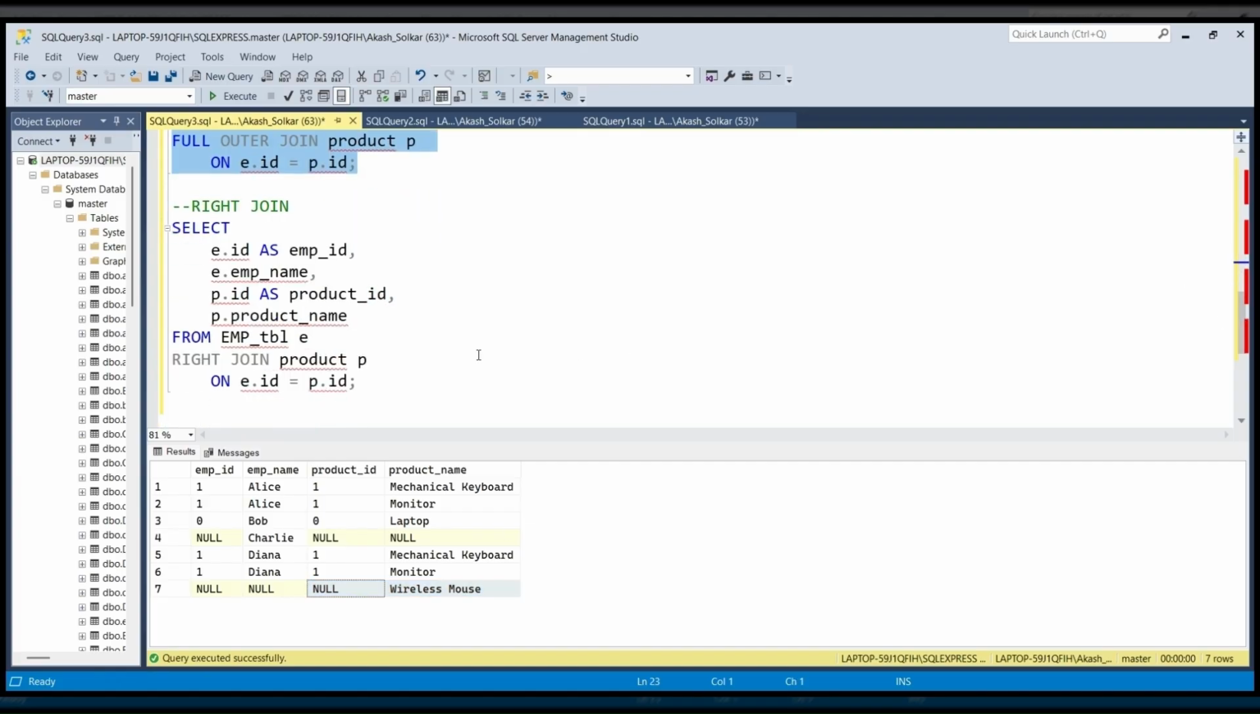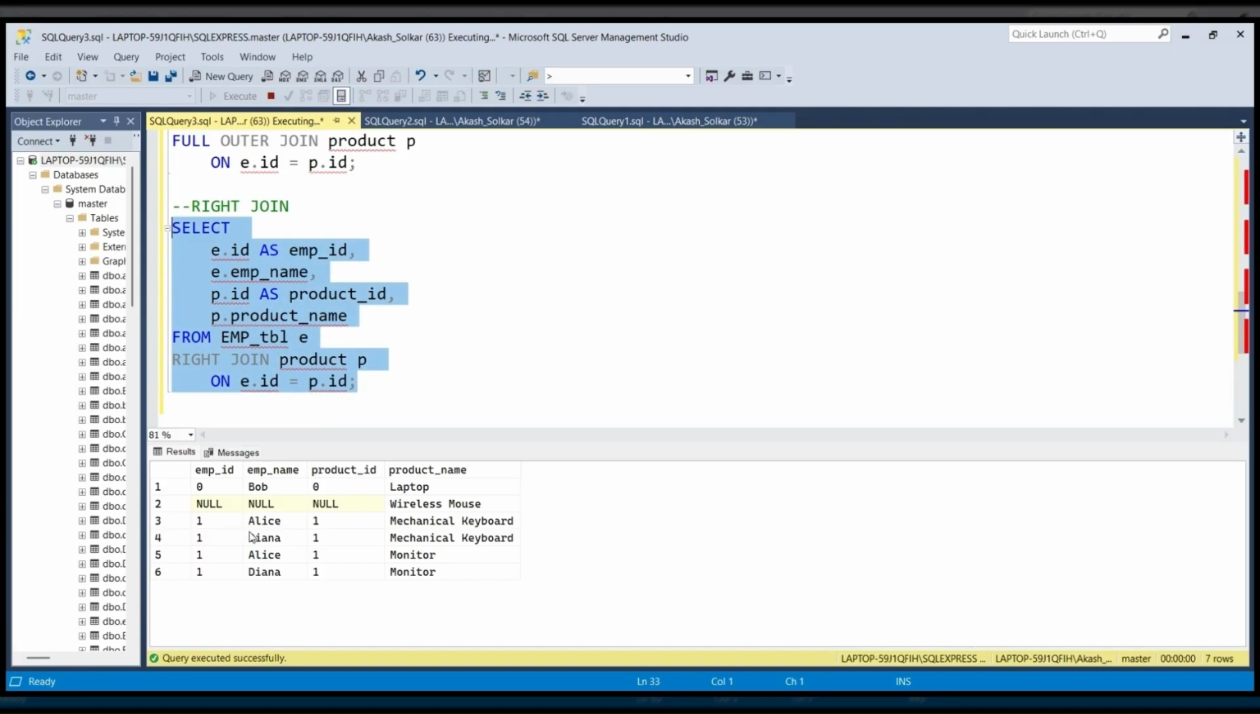Also for the right join, matching rows from both tables and the unmatched rows from the right hand side. So we are getting 6 records in the right join. These are the 5 matching rows, and this is the unmatched row from the right hand side table.